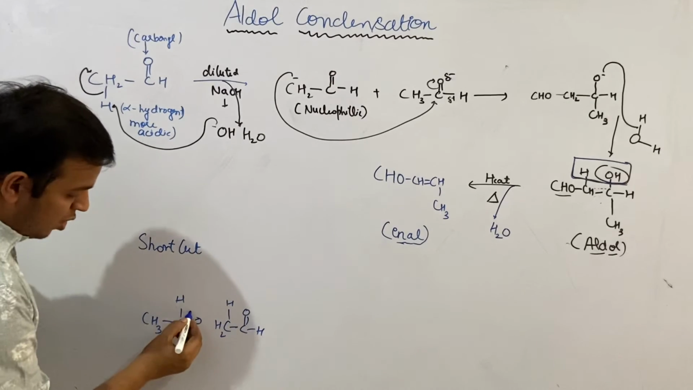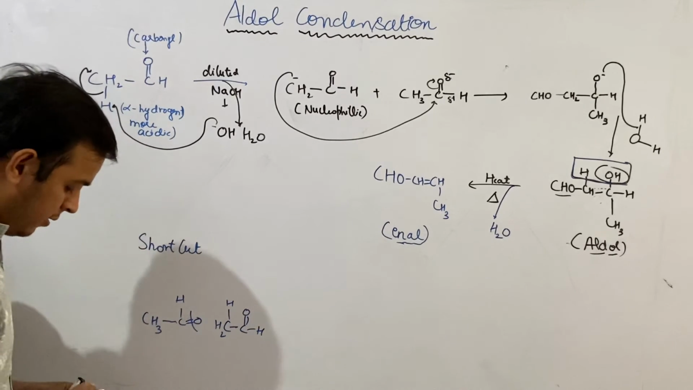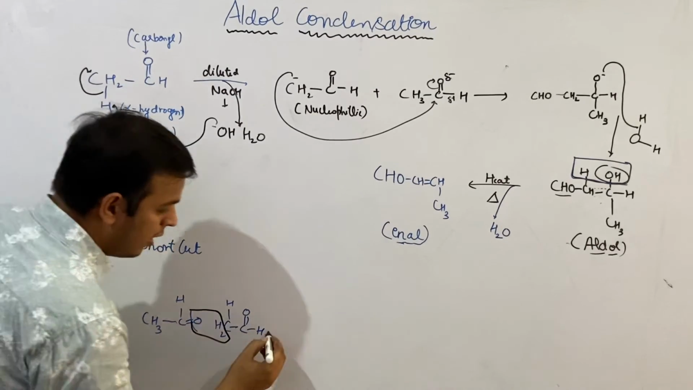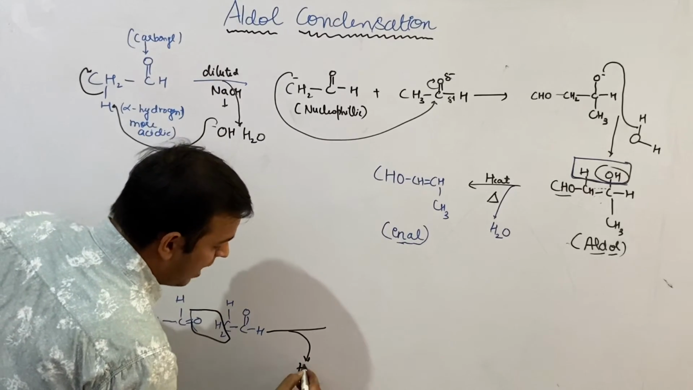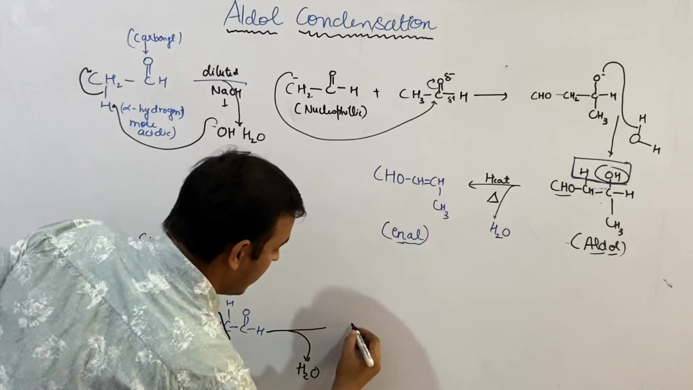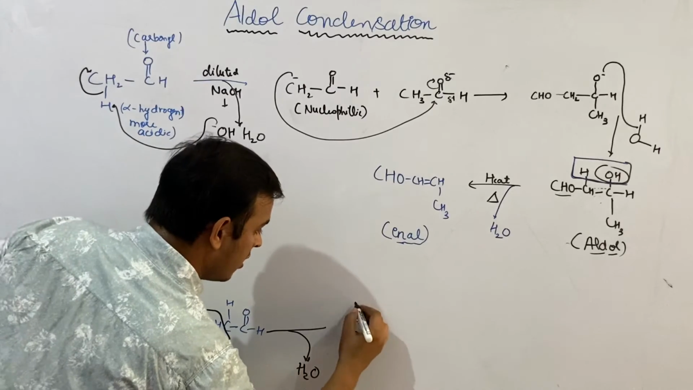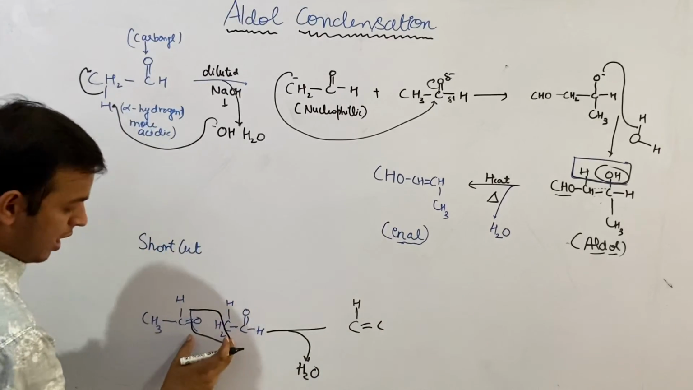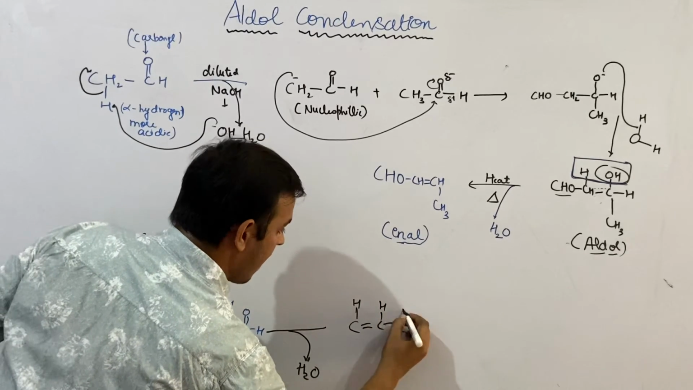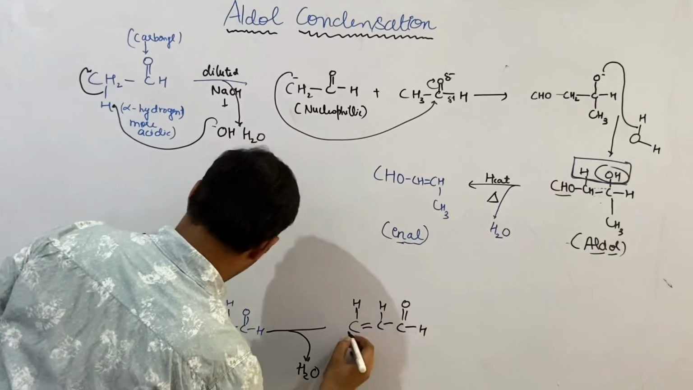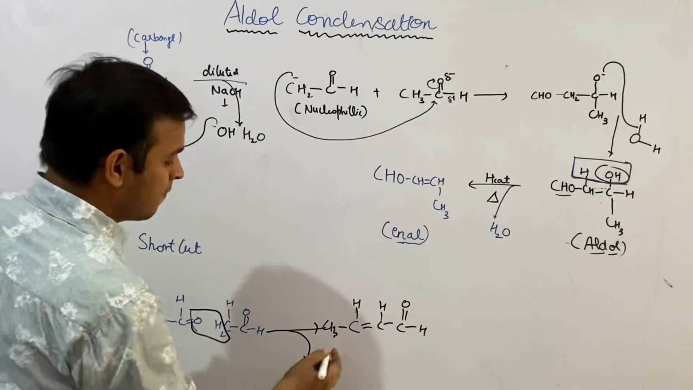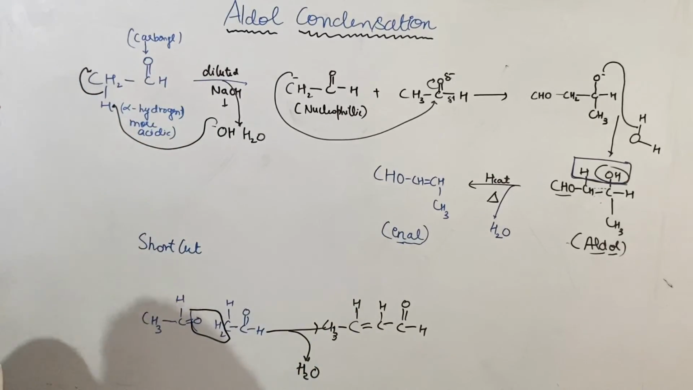So what happens? This O and these two hydrogens combine to form H2O. It is released as a byproduct. So here we see that H2O is releasing. Instead of that O and the two H, a double bond between these two carbons will be formed, which looks like this. So this is the short way of doing the aldol condensation.